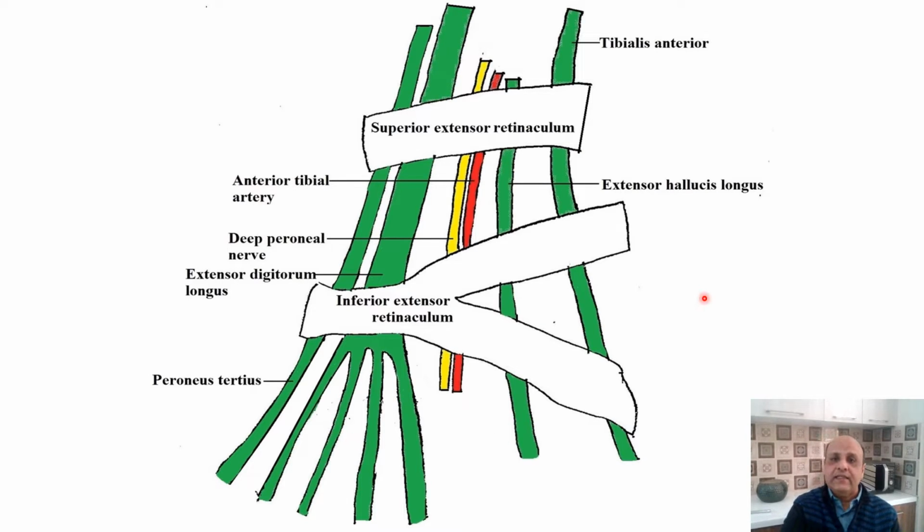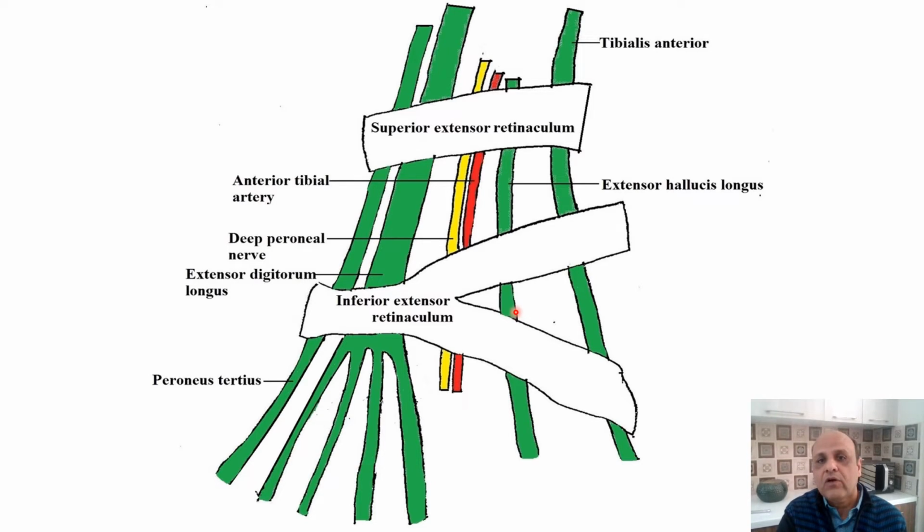Now let us see these muscles one by one. Tibialis anterior arises from the lateral surface of the tibia, the medial bone, and it goes towards the medial side of the foot. It is an inverter of the foot, and it is inserted onto the inferior-medial surface of the medial cuneiform and adjoining part of the base of the first metatarsal. Then we have the extensor hallucis longus.